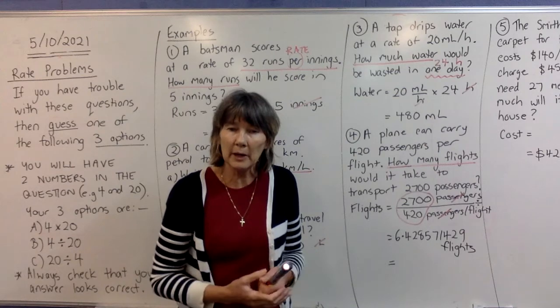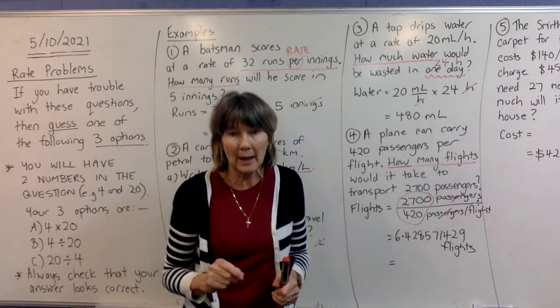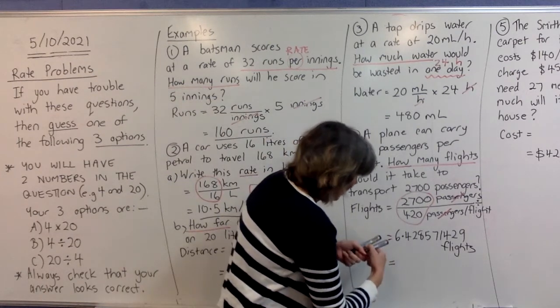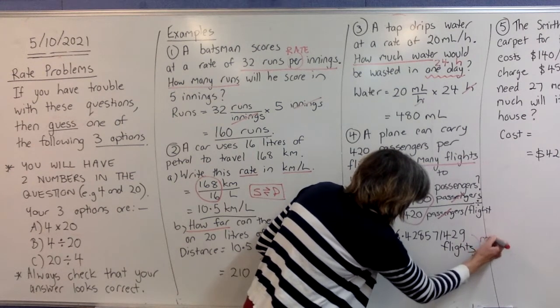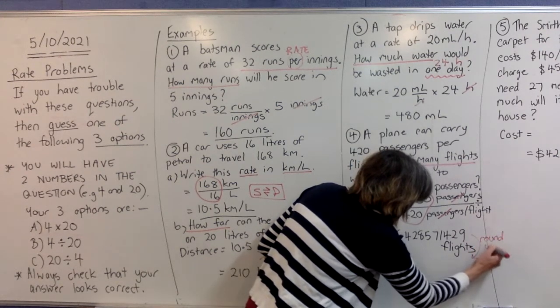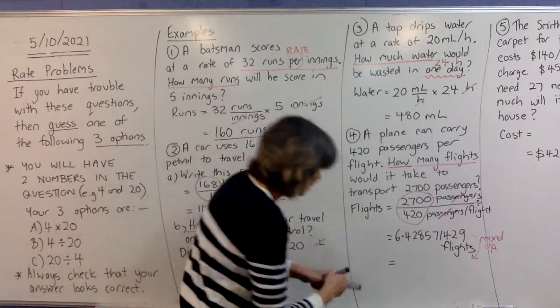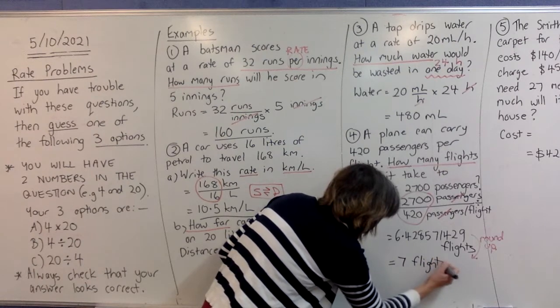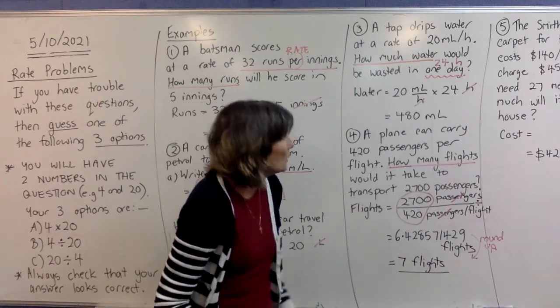Will that get everybody home? I don't think so. I think you're going to leave a few people out. They won't be able to get home. So what you've got to do here is round up. All right, so we're going to round up. So we're going to go up to the next whole number, and that would be 7, and that's how many flights we're going to take. 7 flights. Okay, let's have a look at question 5.